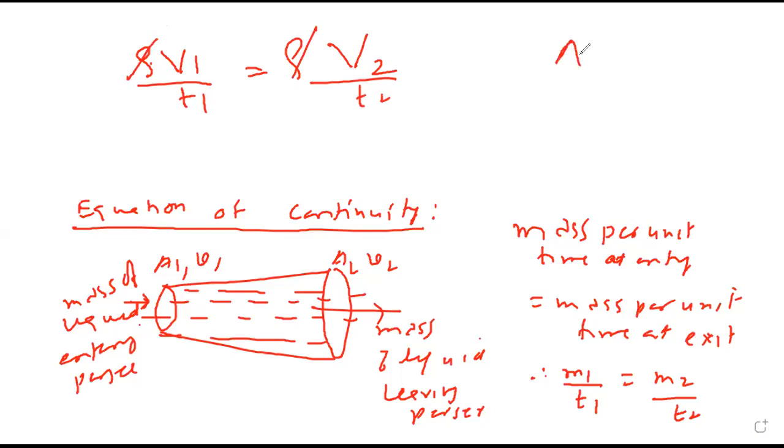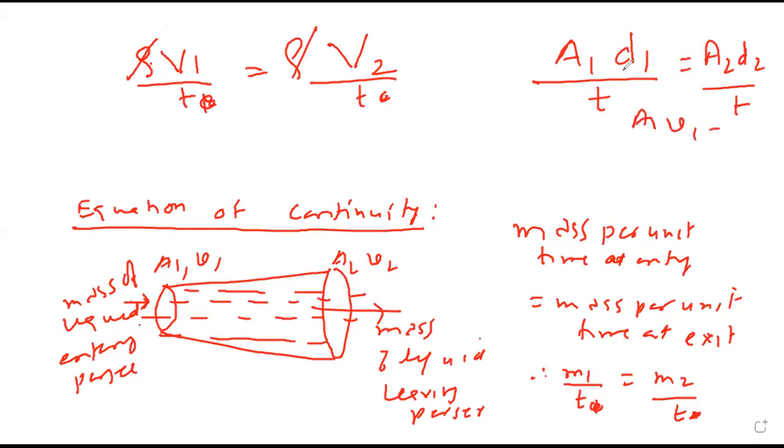Volume means area into distance covered by liquid in same time t. This is same time t we are talking about. Area into distance covered in same time t. What is distance upon time called? Velocity. So for streamline flow, by equation of continuity, A1 V1 is equal to A2 V2. Yes, clear? A1 V1 is A2 V2.